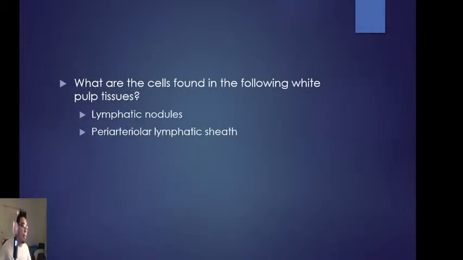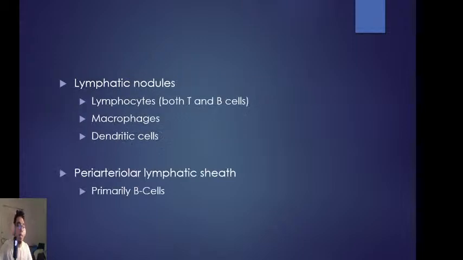All right? Next, what are the cells found in the white pulp tissue? Well, in the lymphatic nodules, you're going to see both types of lymphocytes, B and T cells, macrophages, of course, and dendritic cells. And in the periarteriolar region, you're going to see primarily T cells.